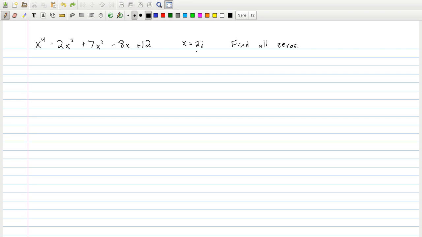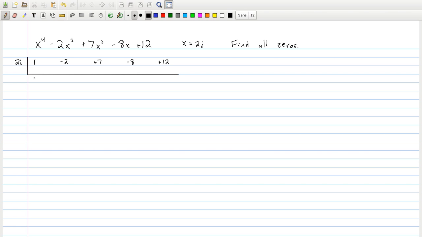Show that x equals 2i is a zero of this polynomial, and use that result to find all zeros of the polynomial. We're going to start using synthetic division. Since we're testing x equals 2i, we put 2i to the left of our synthetic division bar, and then we write in the coefficients of our polynomial: 1x to the fourth minus 2x cubed plus 7x squared minus 8x plus 12. And then we have our synthetic division bar underneath.